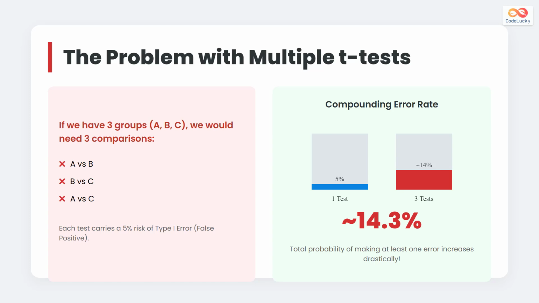A common question beginners ask is, why can't I just run multiple t-tests? For example, if we have groups A, B, and C, why not just compare A to B, B to C, and A to C separately? The problem is the error rate. Every time you run a statistical test, there is a small risk, usually 5%, of getting a false positive. This is called a type 1 error. If you run multiple tests on the same data, these risks add up. With just 3 groups, your chance of making at least one error jumps from 5% to nearly 14%. ANOVA solves this by comparing everyone at once, keeping that error rate locked at 5%.